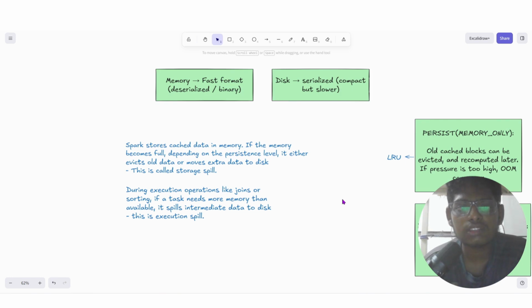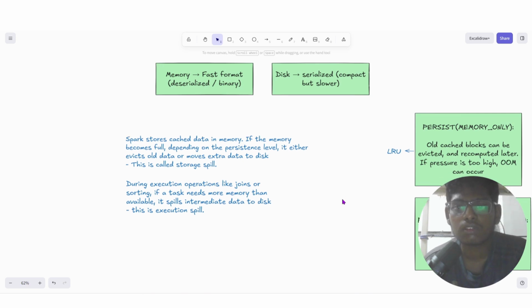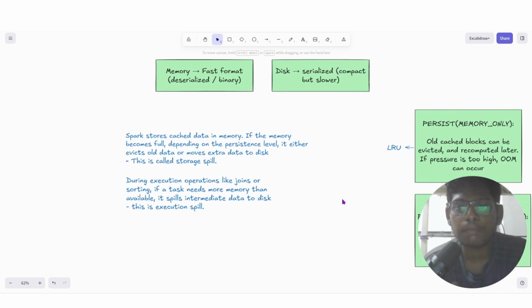It also happens during execution. For example, when you are performing a join or shuffle operation, if a task needs more memory than is available, it spills the intermediate data to disk. This is called an execution spill. The least recently used algorithm is used here to evict the old cached blocks.